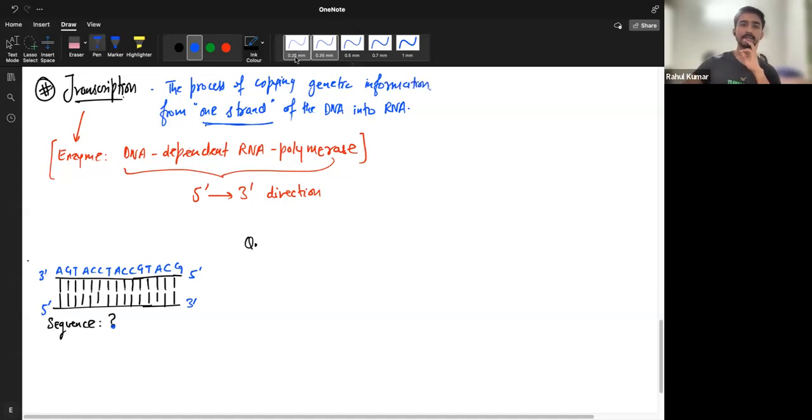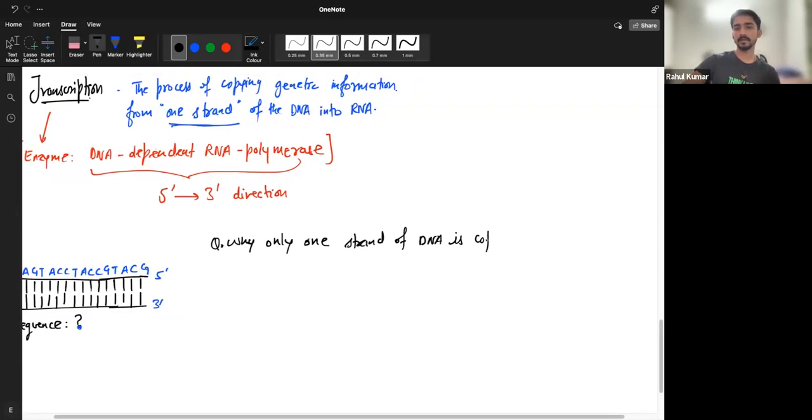Now the question is why just once? Why from one strand? So write down why only one strand is copied during transcription. Why only one strand of DNA? Or why not both strands? The question can come in any manner. Why only one strand of DNA is copied during transcription?